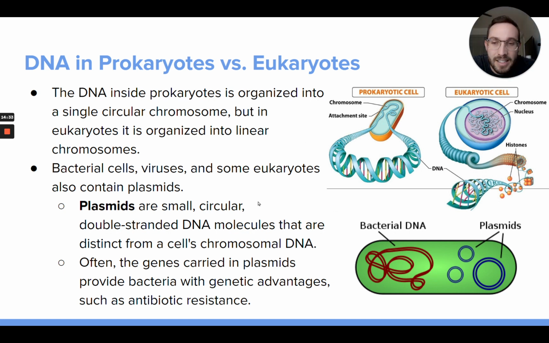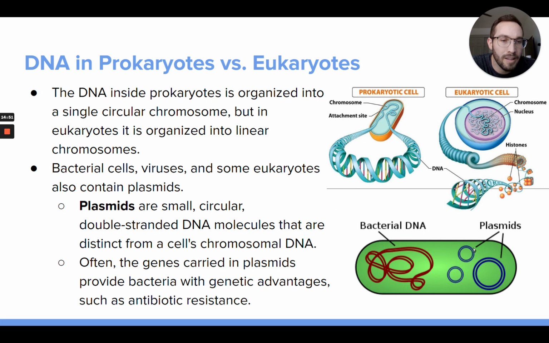And then let's see, one last thing on here, because this is going to come up soon in this unit. There's these things called plasmids that certain cells have. Usually we find these in bacteria cells. Sometimes viruses have these. And then there's some examples of eukaryotic cells containing these.